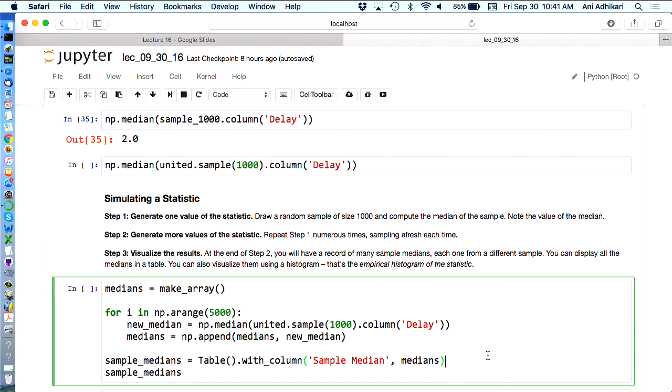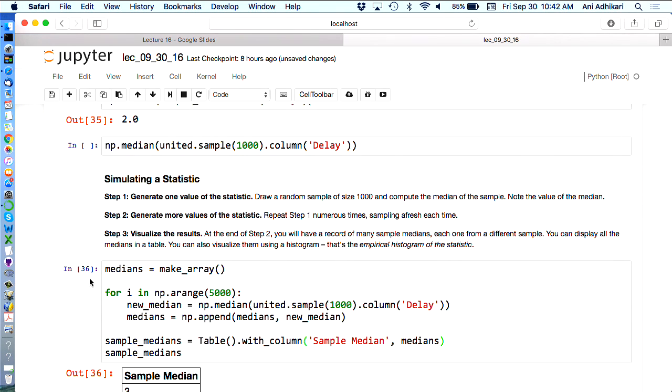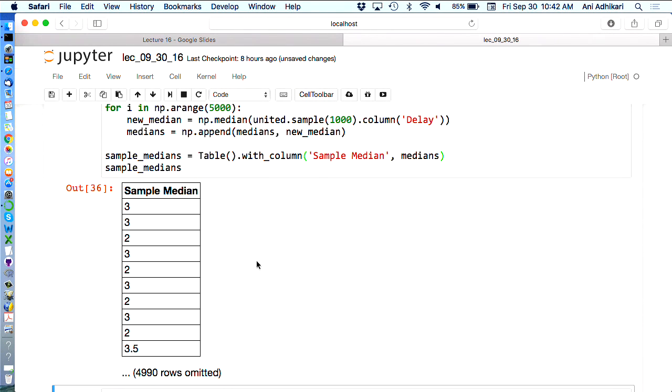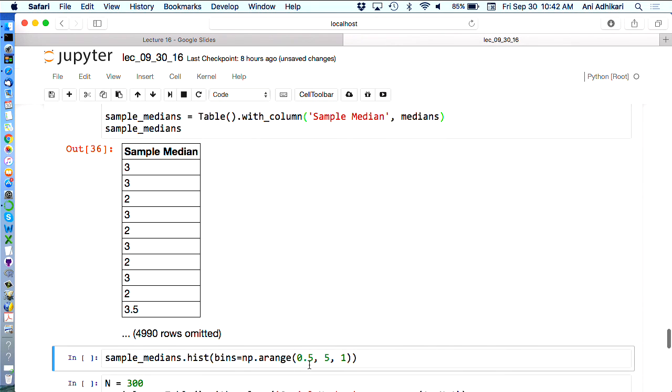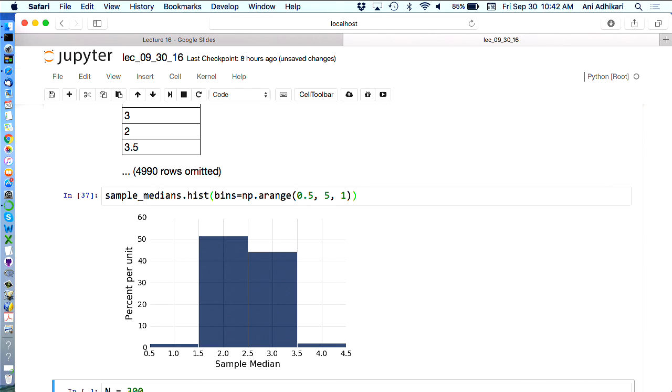And so if I run my sample medians, it takes a while because it's 1,000 draws 5,000 times. That's a lot of draws. All right. Every one of these is a sample median. Some of them are 2, some of them are not. 4,990 rows emitted. Right number of rows emitted? Yes, I now have 5,000 sample medians. I would like to see what they look like. So I will draw a histogram. And they look like this.